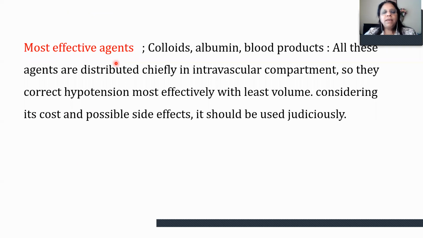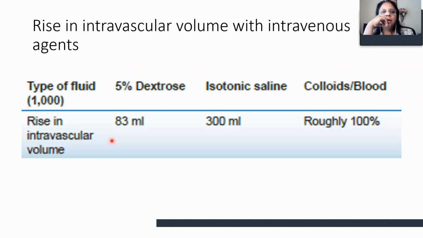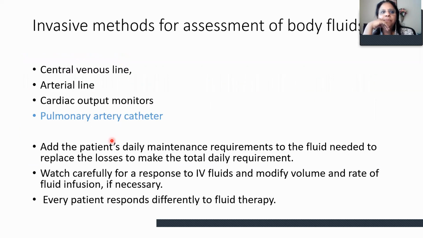The most effective agents in hypovolemic shock are the colloids, albumin, and I just discussed that. Okay, rise in intravascular volume. Invasive methods. I told you how to check the volume status by clinical methods, but we also have some invasive methods to assess the body fluids, like the central venous line.